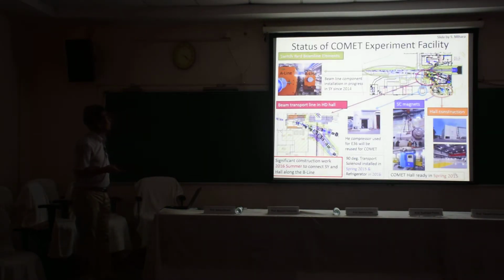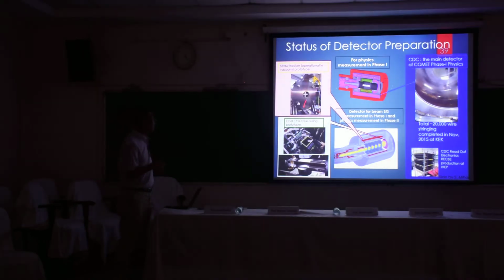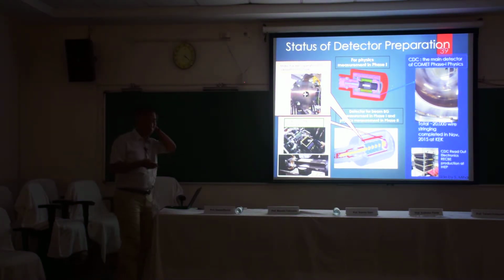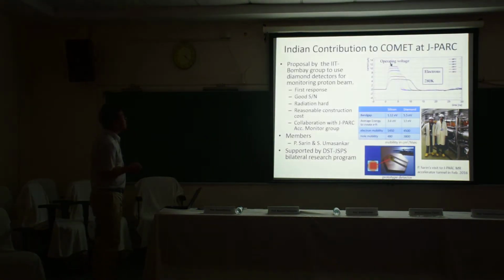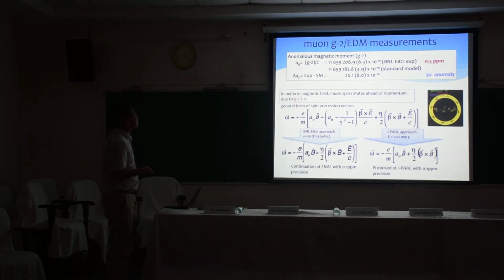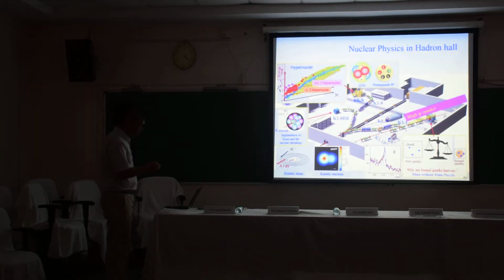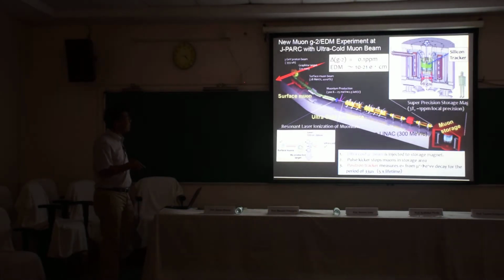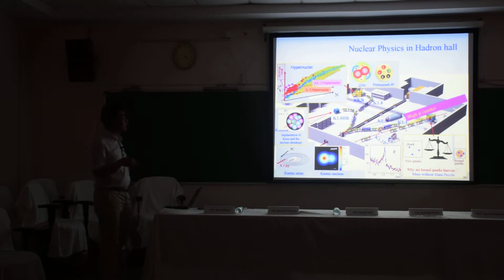So I think I should go quickly. This COMET experiment is already an approved experiment, and construction has started, and currently lots of development is going on. So I think this is also a very good opportunity for you. This is one example of Indian collaboration between India and the COMET experiment. IIT Bombay is already a collaborator in COMET, and they are coming to J-PARC, proposing some beam monitor and working together with KEK people. Professor Sari and Uma Shankar are working on COMET. I skip this experiment. And I have no time to mention the nuclear physics, but in the Hadron Hall, using the pion or kaon beam, there are various types of nuclear physics experiments.